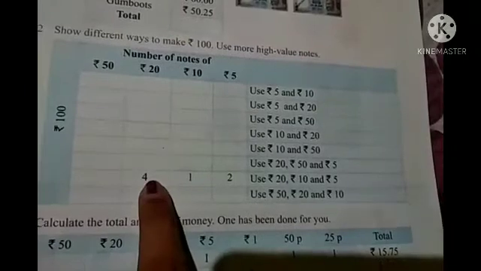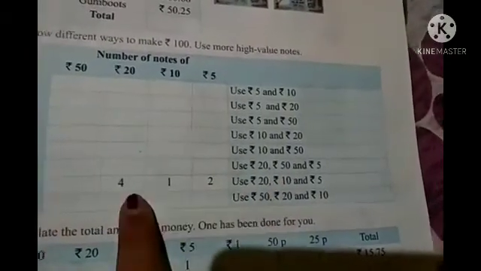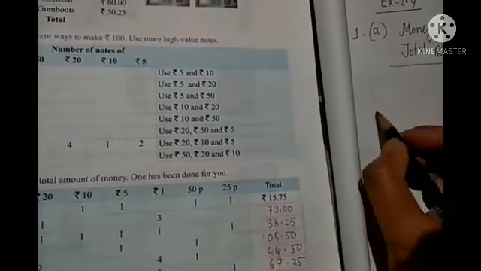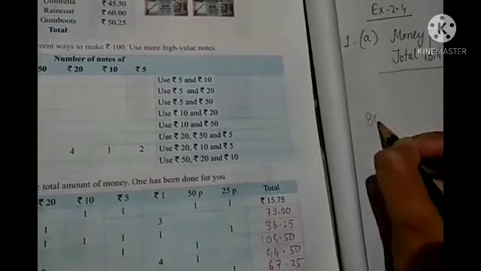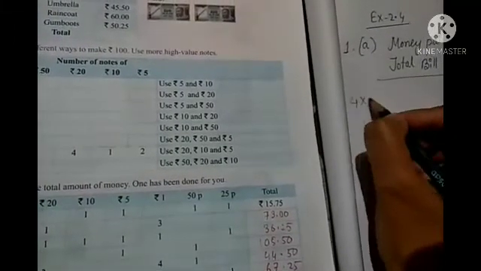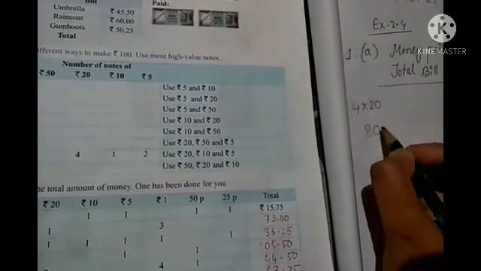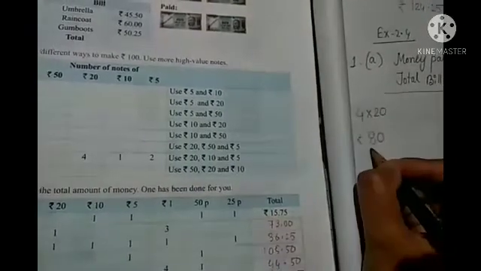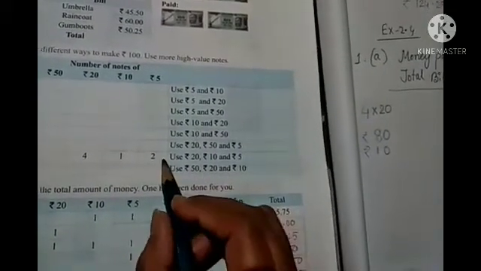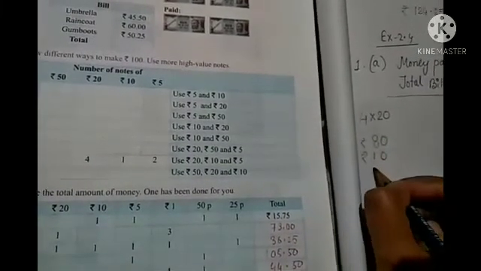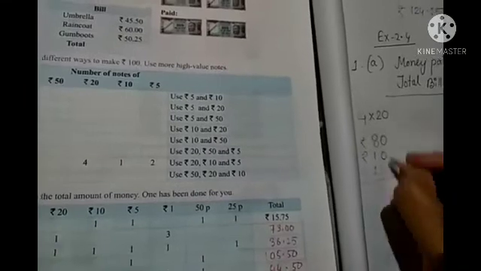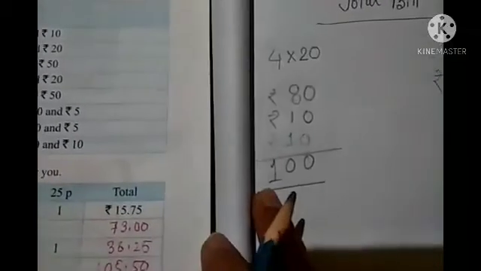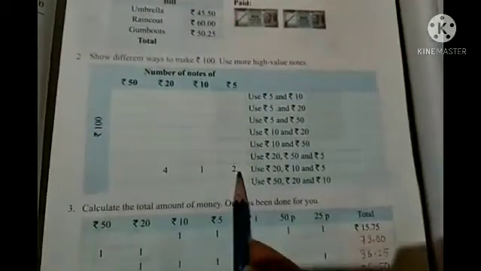Here you see 4 twenty rupees notes. That means 4 into 2, 8, right? So side by side I will write it here. 4 into 20 rupees note: 4 twos are 8 and 0 will be 0. So that means rupees 80. Now 1 ten rupees note, so it will be rupees 10 only, as it is 1. Then 5 twos, that means 5 twos are 10. Now if we add them, we will get 100. Have you seen this? So in this way it is done.